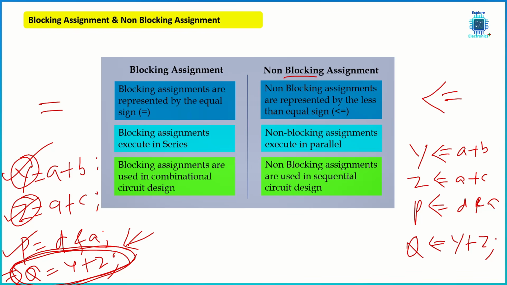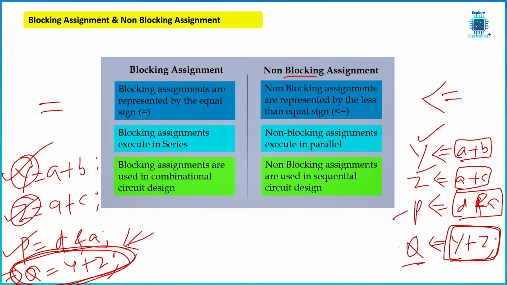In this case, what happens? All the lines of code will be executed in parallel, means at a time. This will not wait for the previous line to execute, right? So whatever the initial value of a + b is will be assigned to y, whatever the initial value of a + c is will be assigned to z, whatever the initial value of d & a is will be calculated and assigned to p, and the initial values of y and z will be taken and assigned to q. It will not wait for the updated values. So if y is initially 1 and z is 2, the value of q will be 3. Even if y is updated to 5 and z is updated to 6, the value 11 will not get updated in q. That is the difference between blocking and non-blocking assignments.